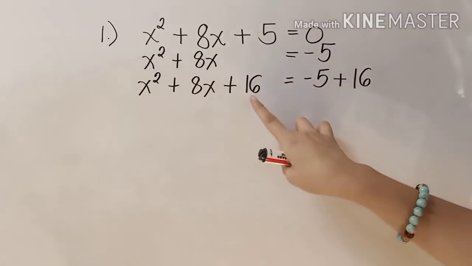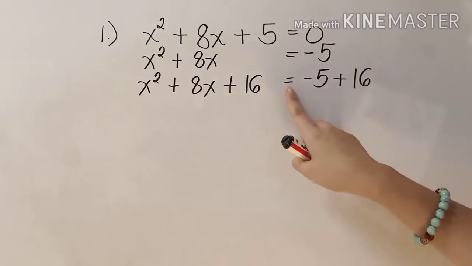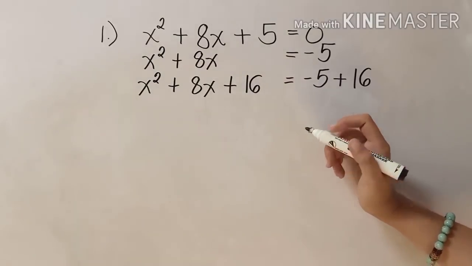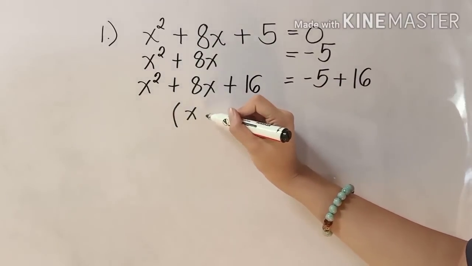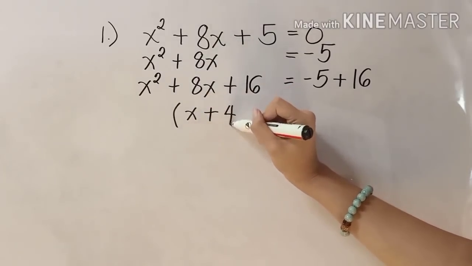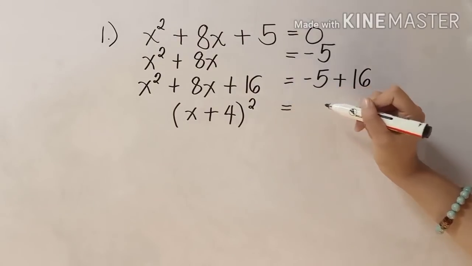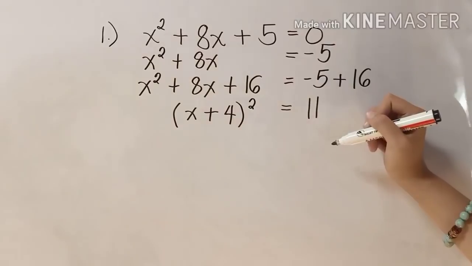Remember that whatever you add on the left side will also be added on the right side to retain the equality symbol. Therefore, we can now factor the left side. The factor is quantity x plus 4. We got 4 by dividing 8 by 2. Quantity raised to 2 is equals to, perform the right side, so that will be positive 11.